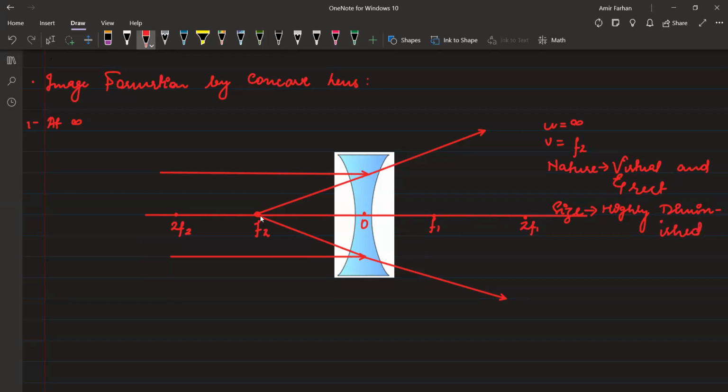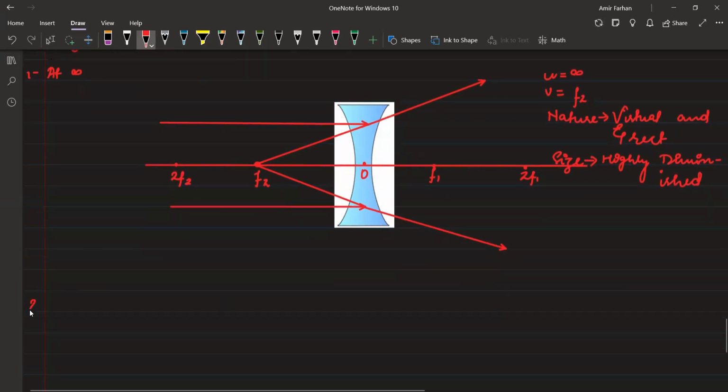For the concave lens, this is the primary focus, because all the images are formed on the left hand side. Clear? In the convex lens, the primary focus is F1. Clear, everyone?